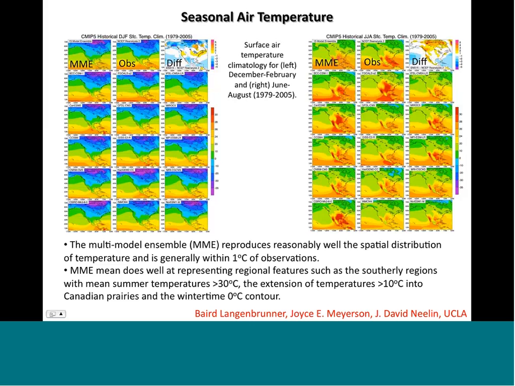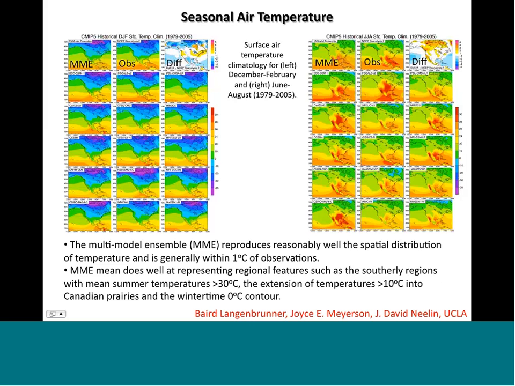These panels show, top left is the multi-model ensemble from CMIP5. Then the observations, in this case it's reanalysis, NCEP2 reanalysis, and then their difference is the third panel. And that's the same over for the summertime on the right. And then all the panels down below are individual models. And you can see for the wintertime and partly for the summertime, the patterns look pretty similar.